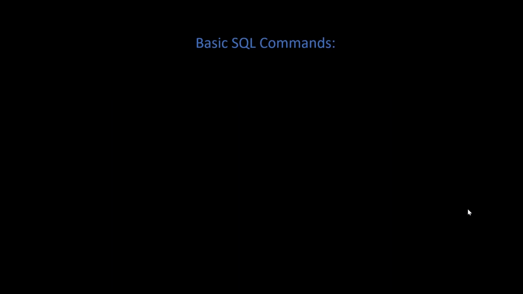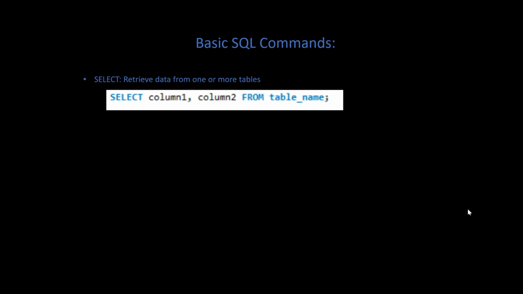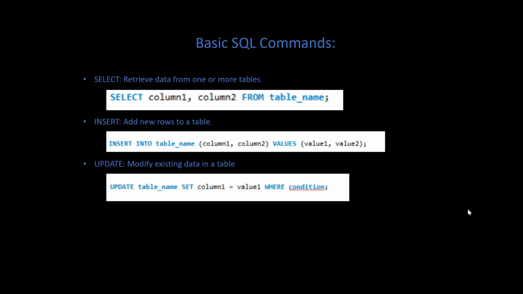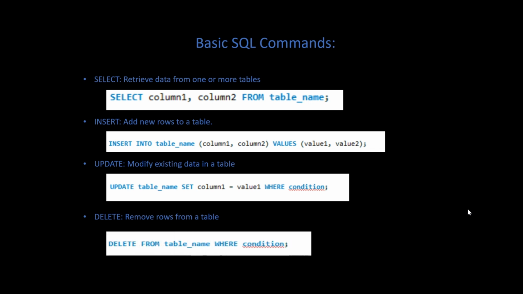Now let us see some of the basic SQL commands. Select: the select command is used to retrieve data from one or more tables. The syntax is as follows: select column1, column2 from table name. Insert: insert is used to add new rows to a table. The syntax will look like this. Update: the update command is used to modify the existing data in a table. The syntax will look like this. Delete: the delete command is used to remove rows from a table. The syntax will look like this.